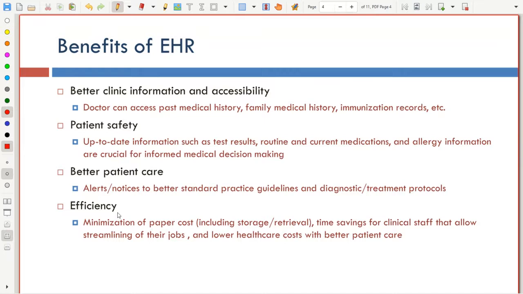So now we're going to talk about the benefits of EHR. Why do we need EHR? What is the real value of EHR? First of all, you have better clinic information and accessibility. So basically, the doctor can access past medical history, family medical history, immunization records, etc. It's not just the patient; you can also have the family medical history.